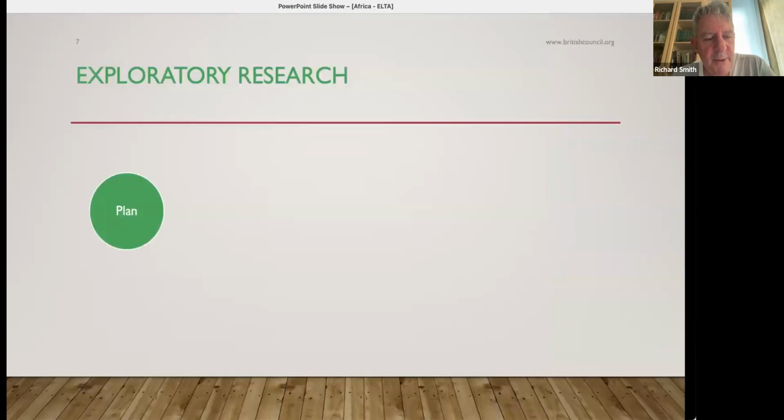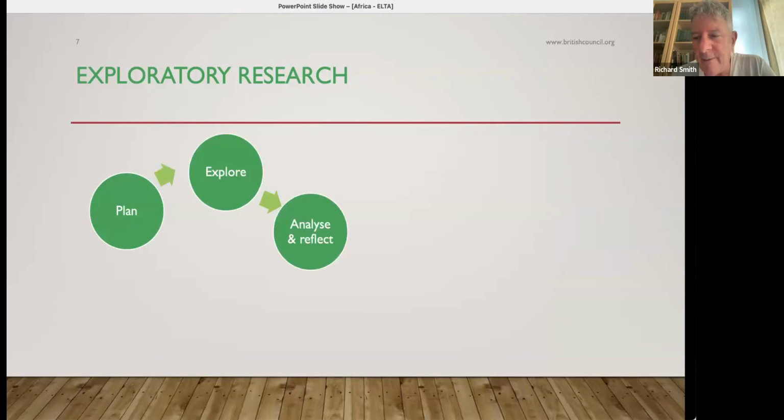So exploratory research means planning to explore something. That's what we are doing now. Actually exploring, and then analyzing and reflecting and seeing what they find.